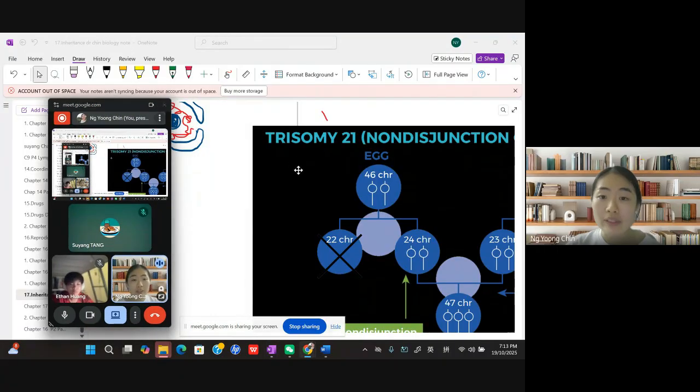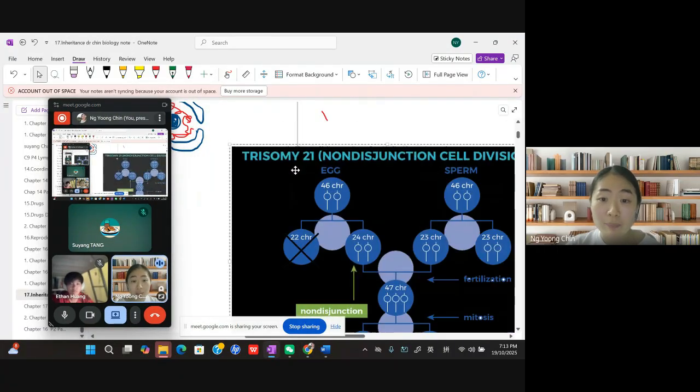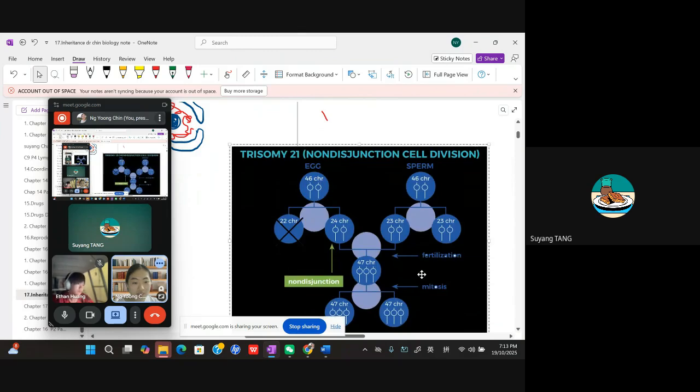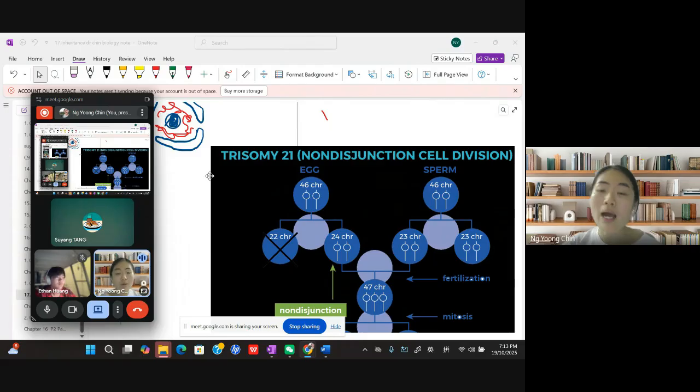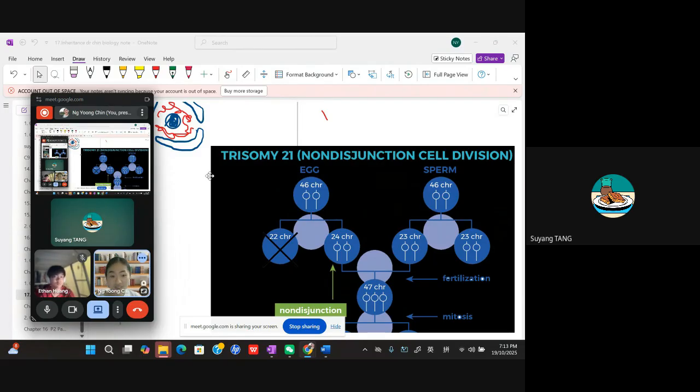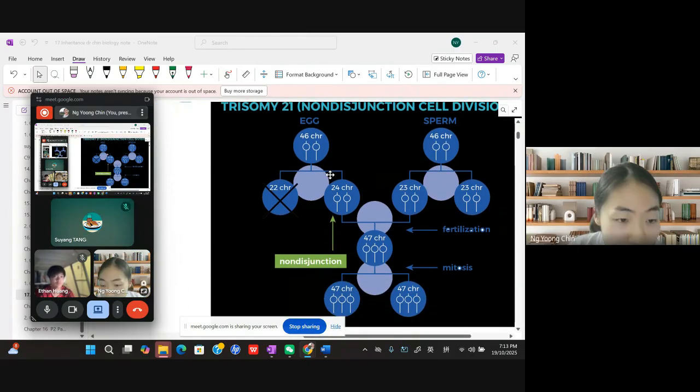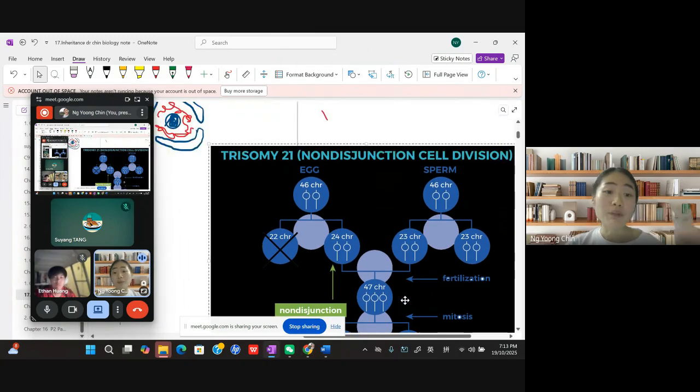How many pairs of chromosomes do you have inside every body cell? 23. Yes, 23. You have 23 pairs in every somatic cell. Somatic refers to the body cell. So in total that would be 46 chromosomes, right?